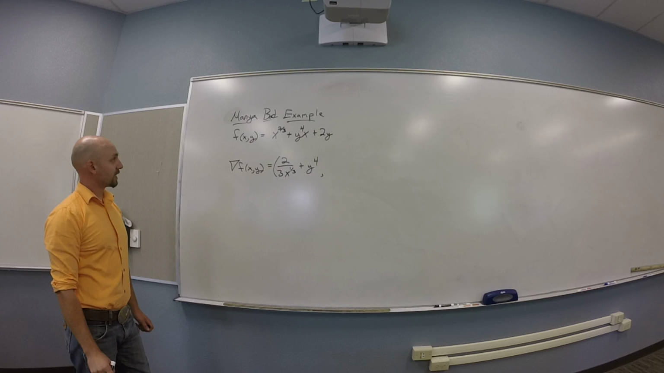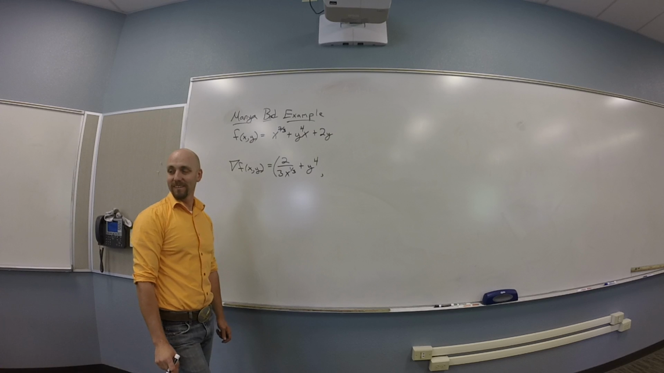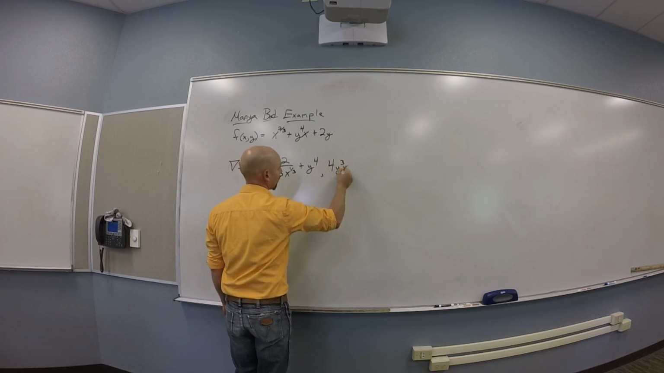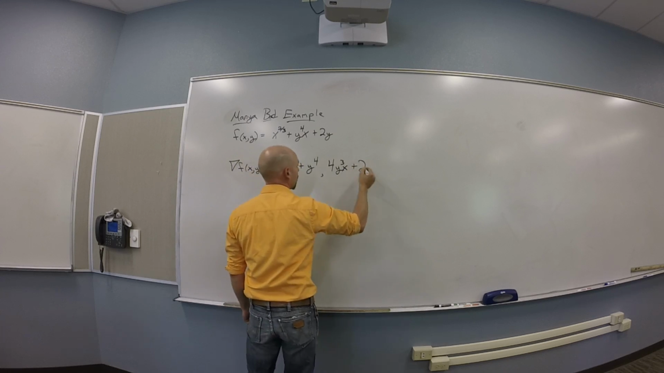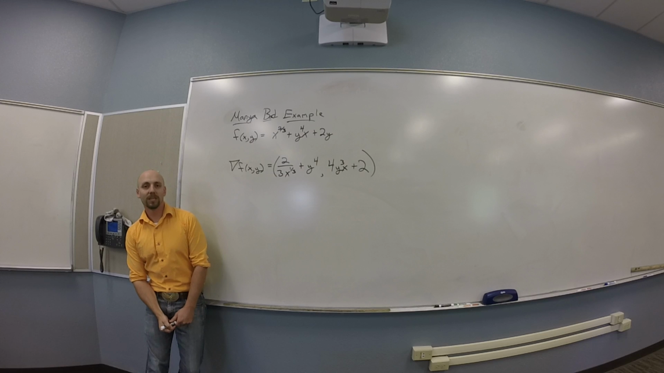Oh God, that's going to be horrible. And the other partial is 4y cubed x plus 2. Okay. You guys all with me on this? I understand where we're going. I'm not liking the destination though. Good. Perfect. So it should be noted that these do get nasty fast, right?